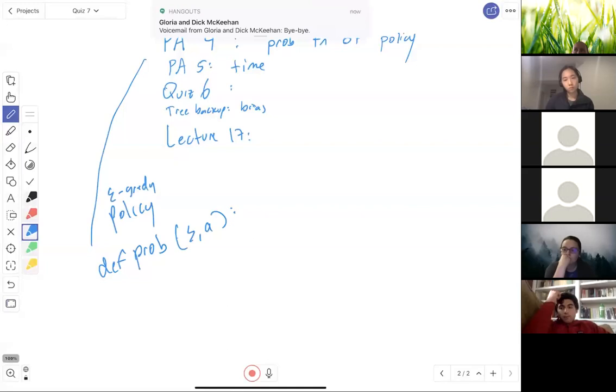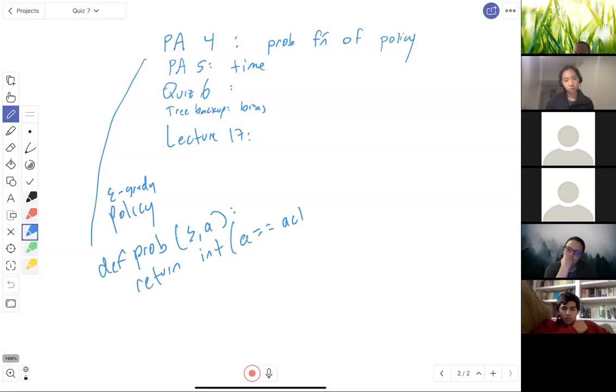A lot of times what people did is they said return int of a equals equals action for s, all right? Sorry, this is one possibility people had. So can everyone see why this would not be good? Right, because this is actually going to return either one or zero, which is not really the probabilities that your epsilon greedy policy has. Your epsilon greedy policy actually has a non-zero probability for everyone. So, two problems with this.